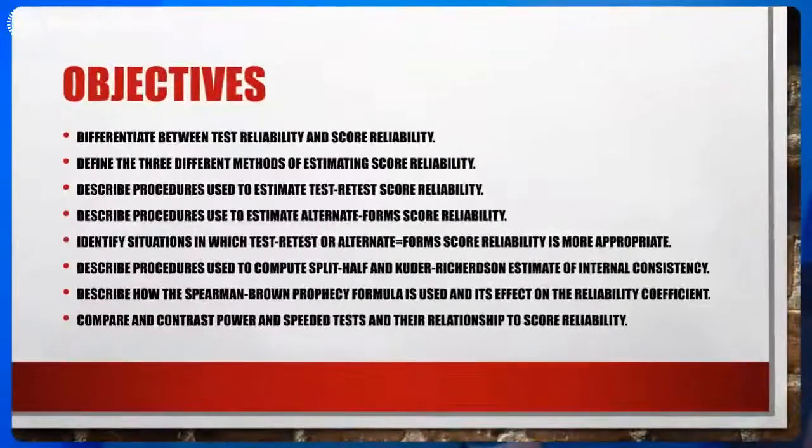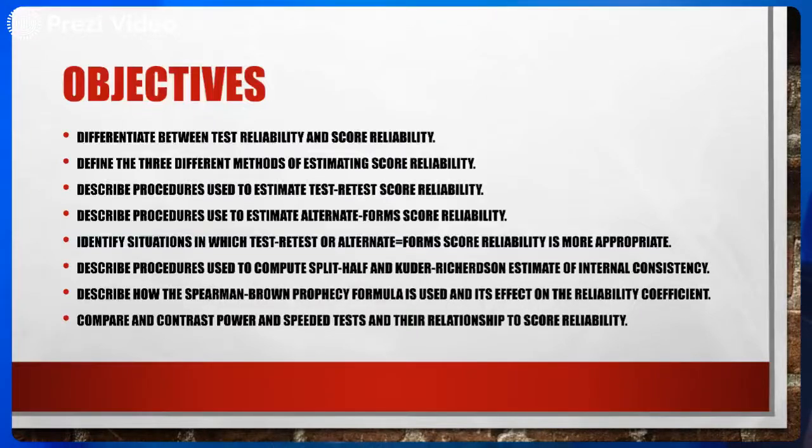But let's hop straight into our objectives for this chapter. Our objectives are to be able to differentiate between test reliability and score reliability. Define the three different methods of estimating score reliability. Describe procedures used to estimate test-retest score reliability. Describe procedures used to estimate alternate form score reliability. Identify situations in which test-retest or alternate form score reliability is most appropriate. Describe procedures used to compute split-half and Kuder-Richardson estimates of internal consistency.